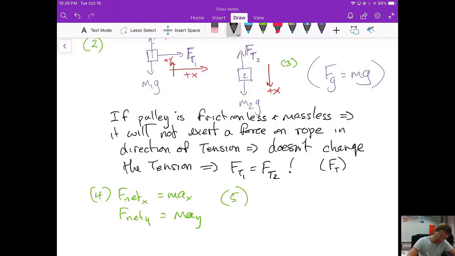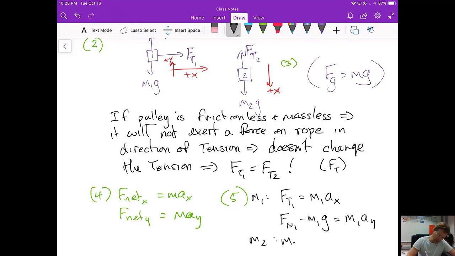For body 1, for m1, we've got Ft1 equals m1 a sub x. That's the x direction. And in the y direction, we've got Fn1 minus m1g equals m1 a sub y. And for m2, we've simply got m2g, because that's in the plus x direction, minus Ft2, which is in the minus x direction, so that's the minus sign, equals m2 a sub x. So if you didn't get that, take your time, look at it. We're just identifying the net force from the free body diagrams on m1 and m2.